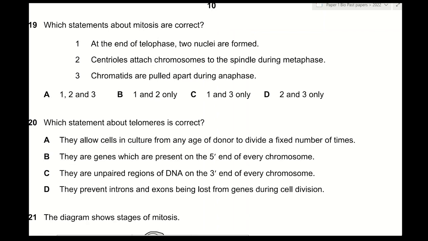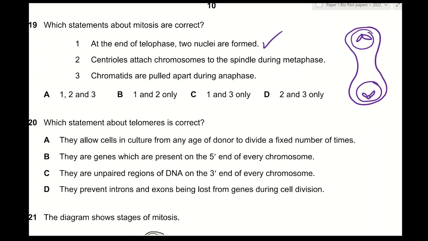Question number 19. Which statements about mitosis are correct? 1. At the end of telophase, two nuclei are formed. Now, this is actually correct because, as you see here, the two sister chromatids have moved to the opposite sides of the cell. So here we have a chromatid, and here we have also a chromatid. Then at telophase, a nuclei forms around those sister chromatids at the opposite poles.